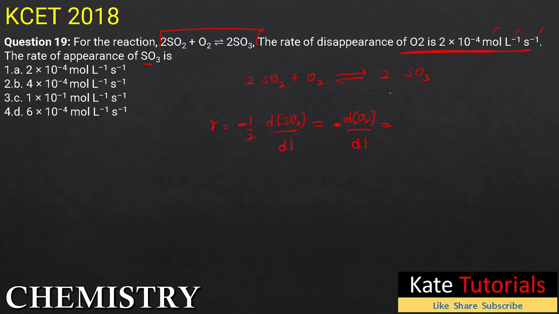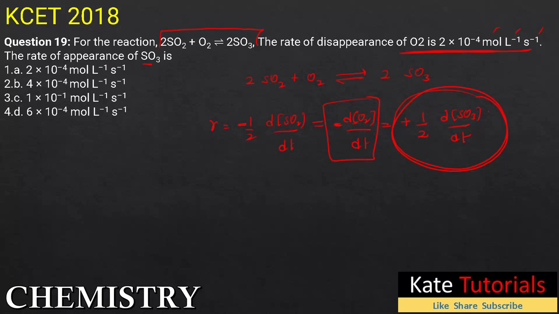At the product side, there are 2 molecules of SO3, so it will be written with a plus 1 by 2 times d of concentration of SO3 upon dt, right? So if I know the rate of any one of these, I can easily calculate the rates of the others. But here they have given the rate of disappearance of O2, and they have asked us to calculate the rate of appearance of SO3.